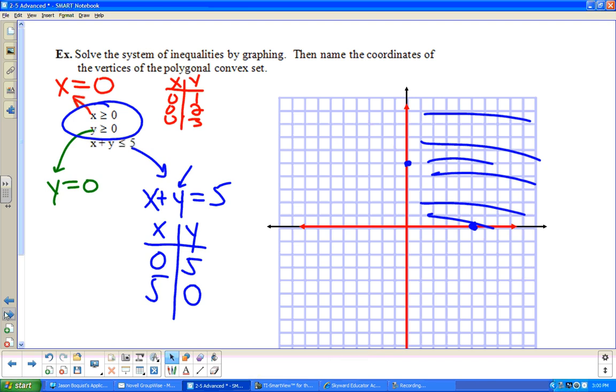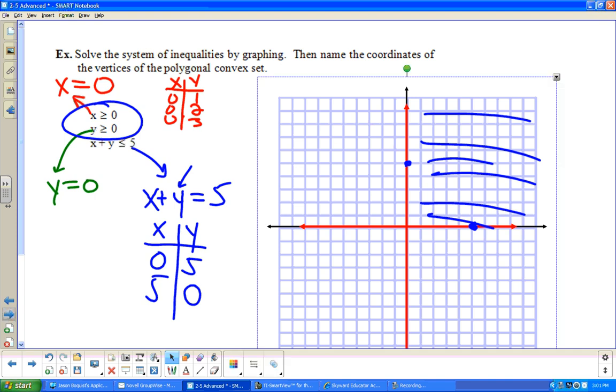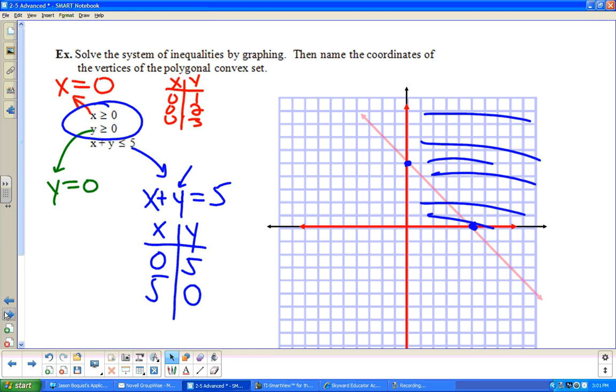Now, of course, you could get another point or two if you want to be sure. Okay? But I'm fairly confident in my points. And 0, 5, 5, 0, do they make this inequality true? They do, because of the equals, right? They actually do make it true. So this line will, once again, just like the other ones, be solid. Okay?